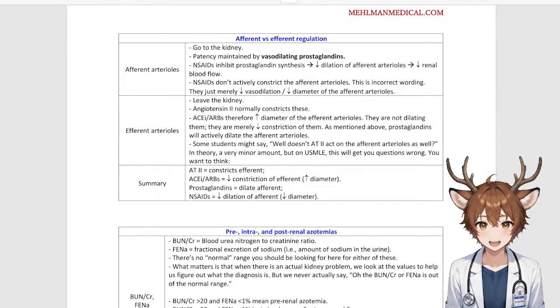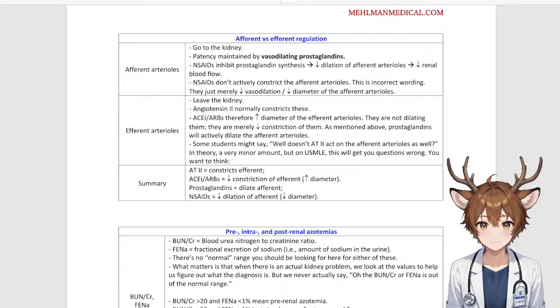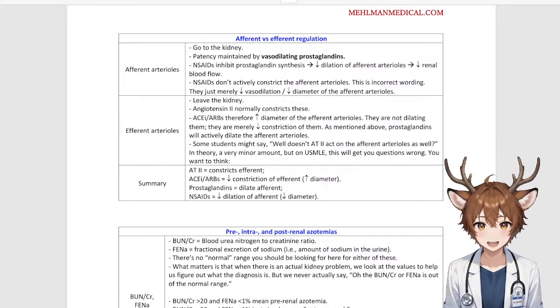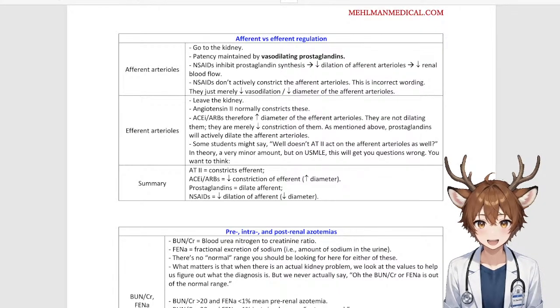Efferent arterioles leave the kidney. Angiotensin II normally constricts these. ACE inhibitors and angiotensin receptor blockers, therefore, increase the diameter of the efferent arterioles. They are not dilating them. They are merely decreasing the constriction of them.